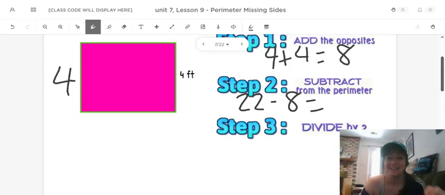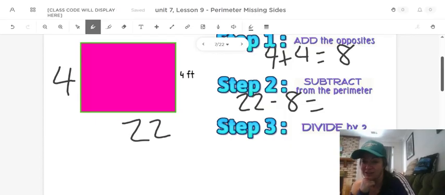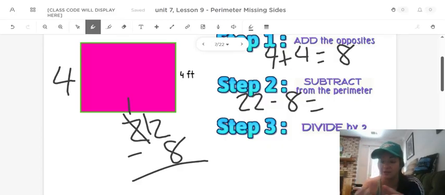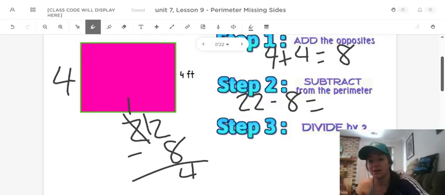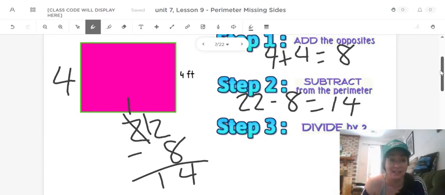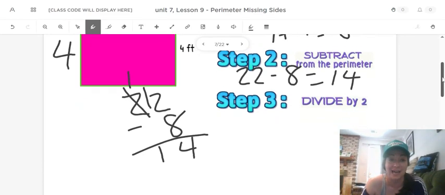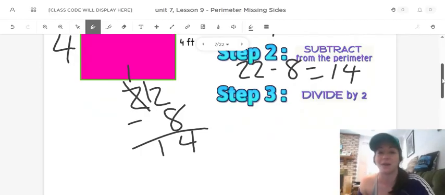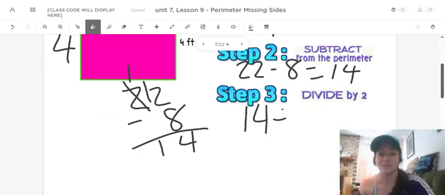22, take away 8. So you can use your calculator, or I could do this. 2 take away 8, I can't do it. I need to regroup. All right, 12 take away 8 is 14. That is not the length of one side. It's the length of two sides together. So I need to take that 14 divided by 2.